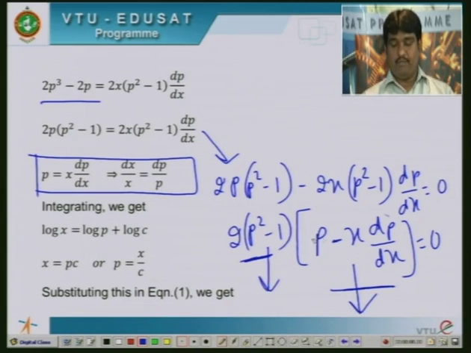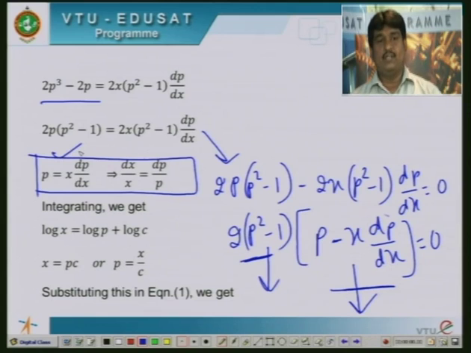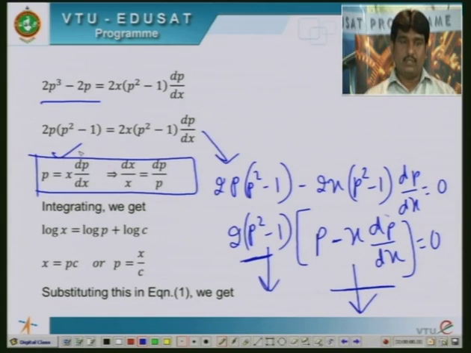Now, equate p minus x into dp by dx to 0. If we equate this to 0, we get p as x into dp by dx. You solve this by separating the variables, dx by x.